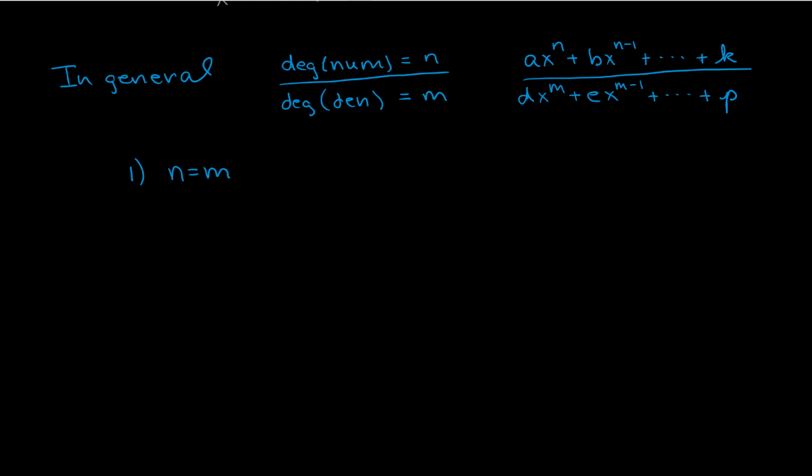If n equals m, the limit as x goes to infinity of the numerator's function divided by the denominator's function. Now remember, if they're tied, these two are going to be the terms that are left standing, and the x's will cancel. Now, if the x's cancel, what you're left with is the coefficient in the numerator divided by the coefficient in the denominator.